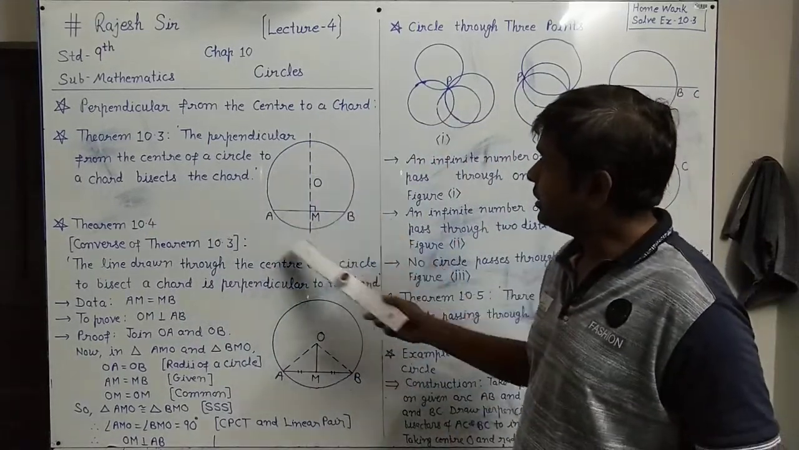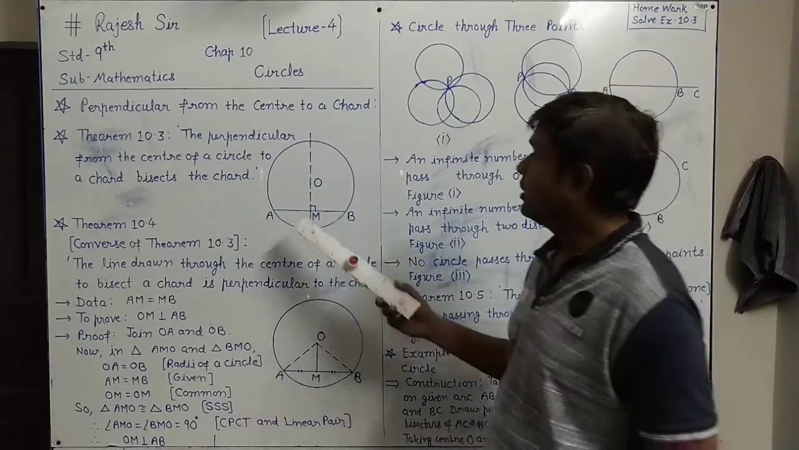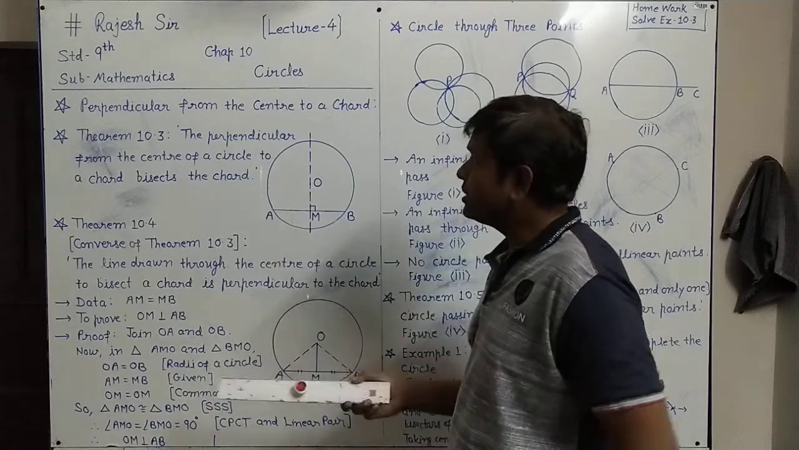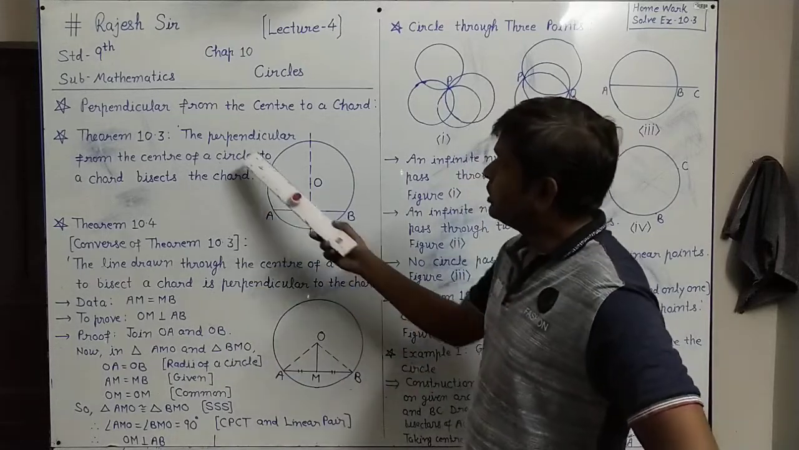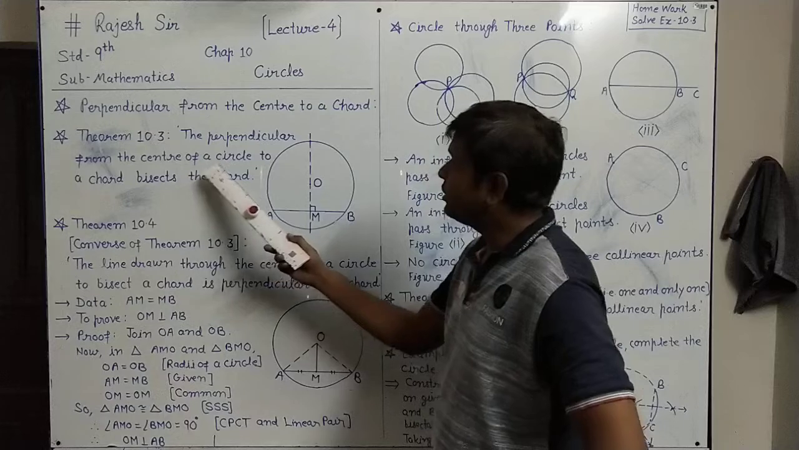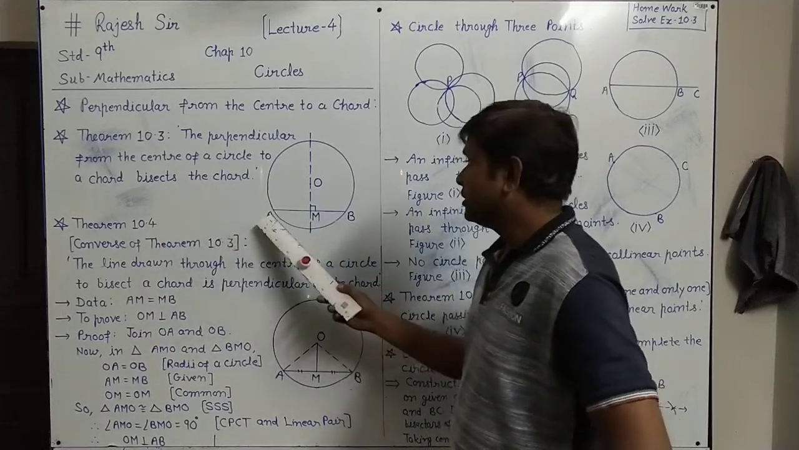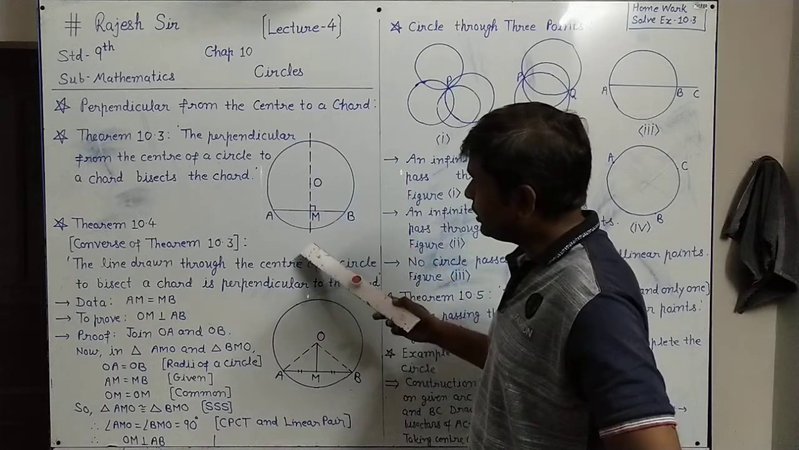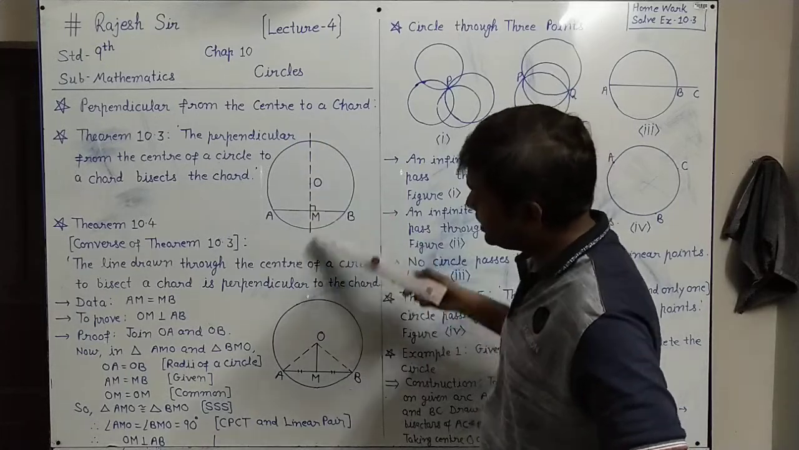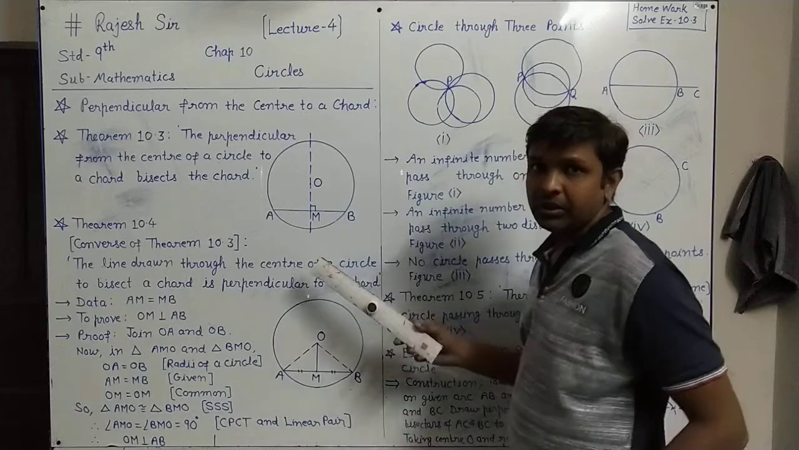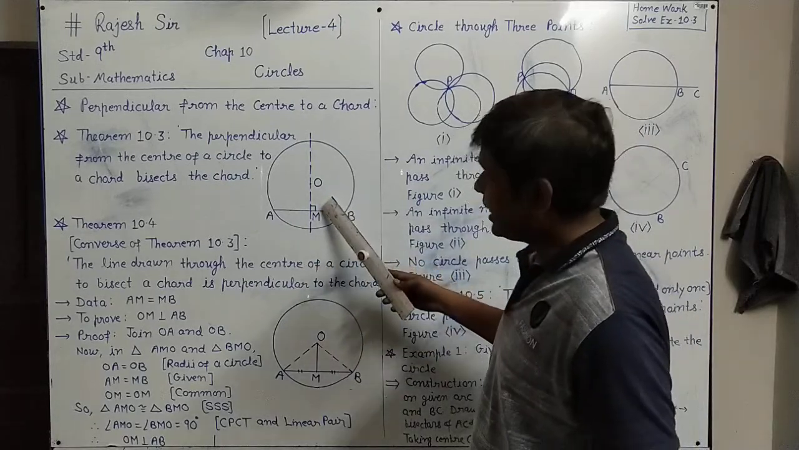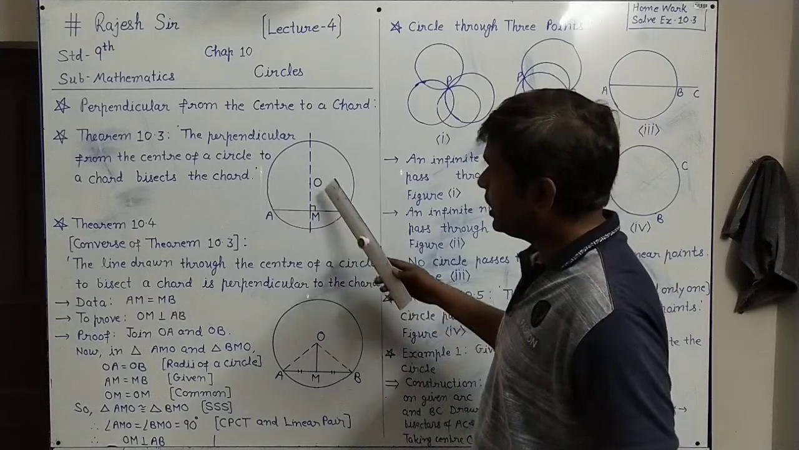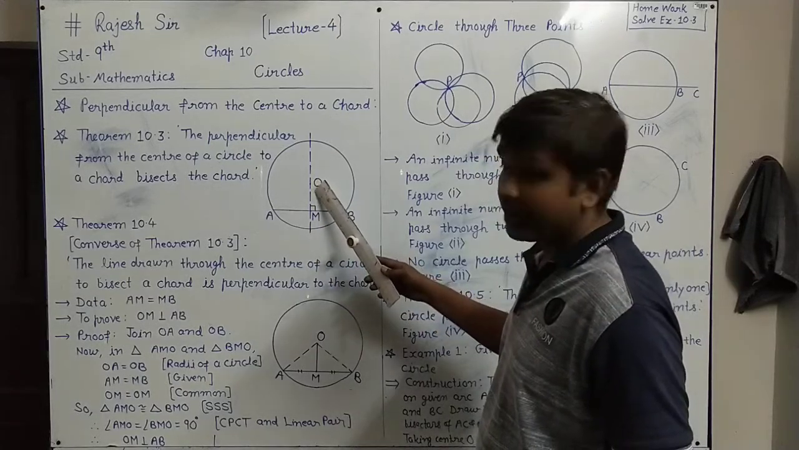You can see this circle with the center O, and AB is a chord given in it. This theorem says that if you draw the perpendicular from the center of a circle to a chord, passing through the center, this OM, you can see line OM is drawn perpendicular, the sign is shown here. Line OM is drawn perpendicular to the chord and passes through the center.